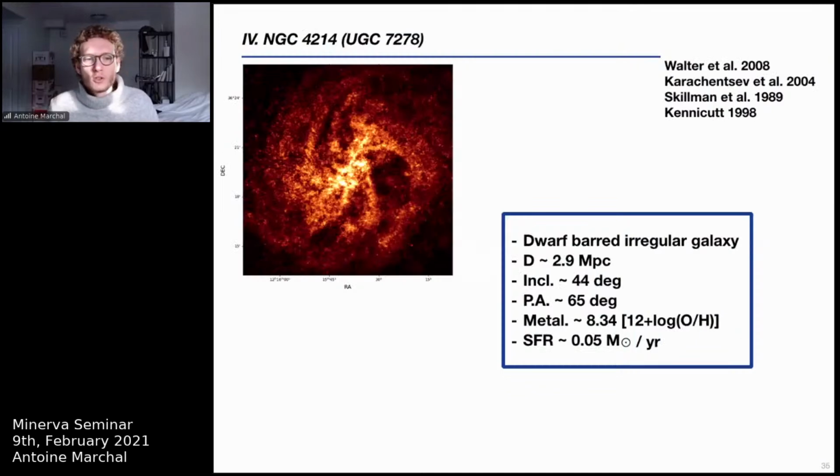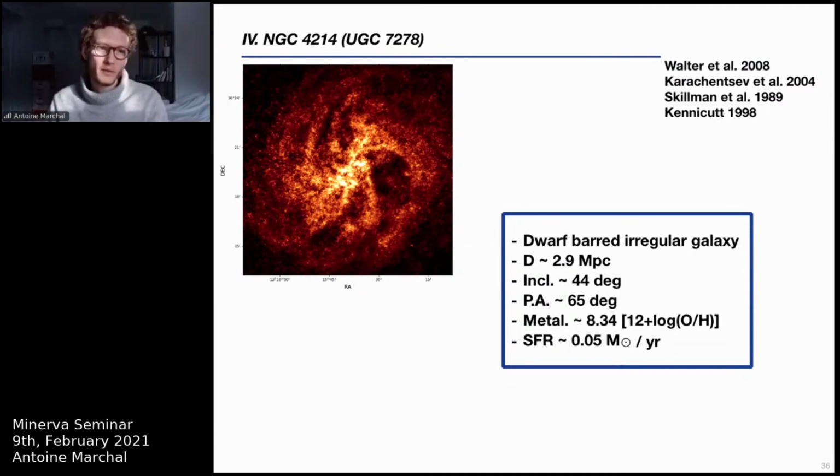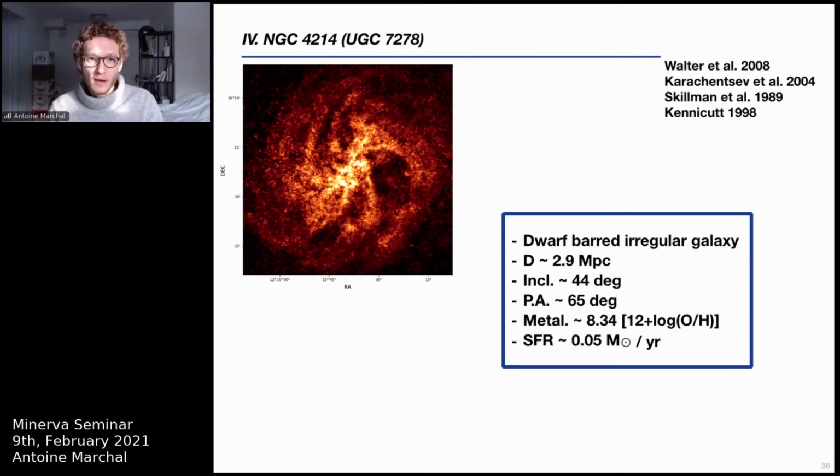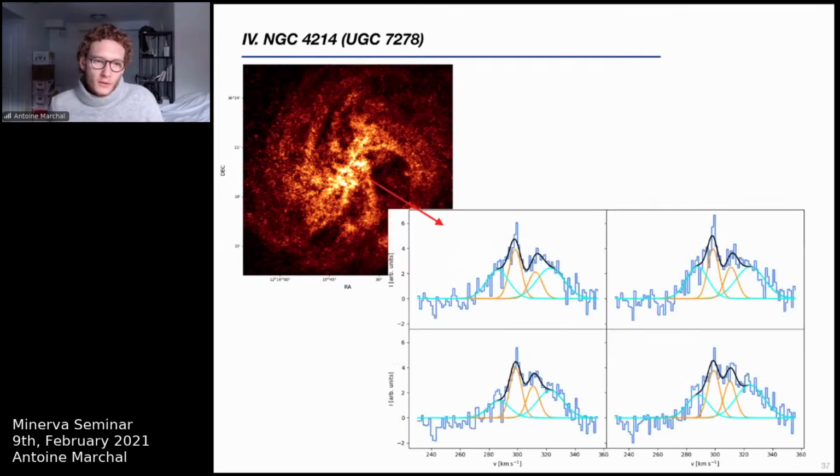So this is an HI observation from the THINGS survey. I'm sure you're very familiar with this survey that was published in 2008 by Walter et al. This is a dwarf galaxy, a barred irregular galaxy, and it's located at about 2.9 megaparsecs. When we do a Gaussian decomposition of this field, we find that we can well describe the signal with only 4 Gaussians.